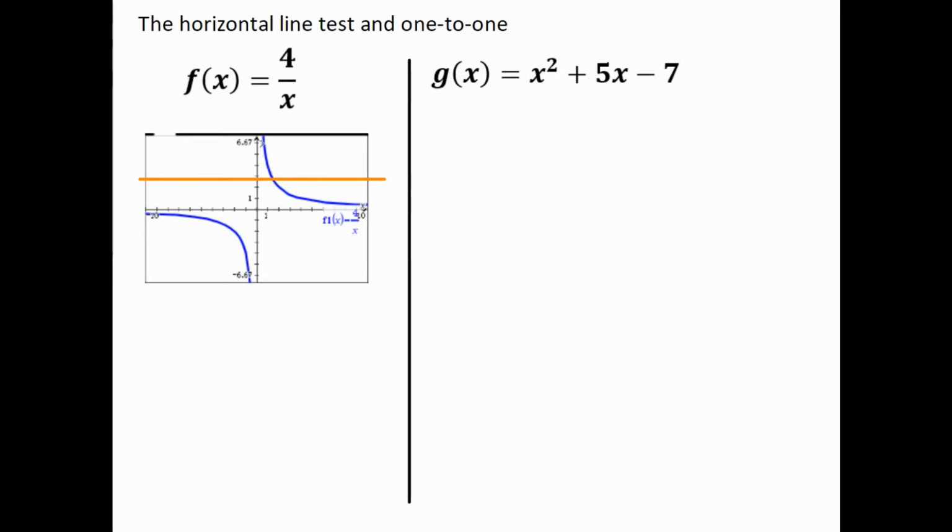So this passes, f of x passes the horizontal line test. So the function is 1-to-1. That's what we're going to say. We know, using the horizontal line test, that the function does have an inverse function. That's what that says to us. Now we're going to graph g of x.